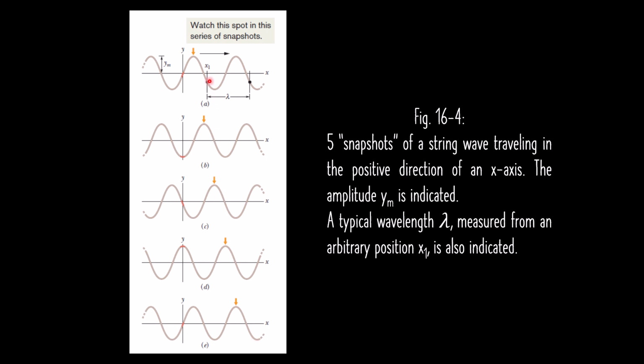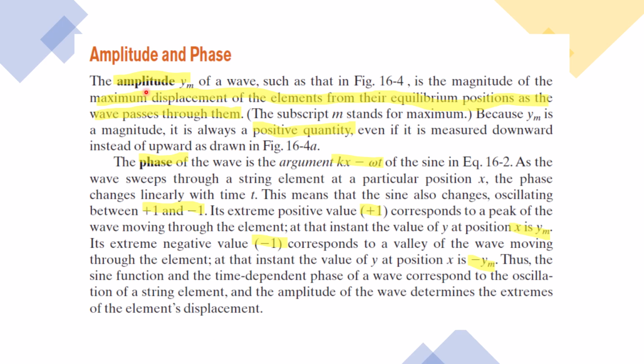The amplitude Ym is indicated here. A typical wavelength, lambda, measured from an arbitrary position x1, is also indicated. The amplitude of a wave, such as in the previous figure, is the magnitude of the maximum displacement of the elements from their equilibrium position as the wave passes through them.